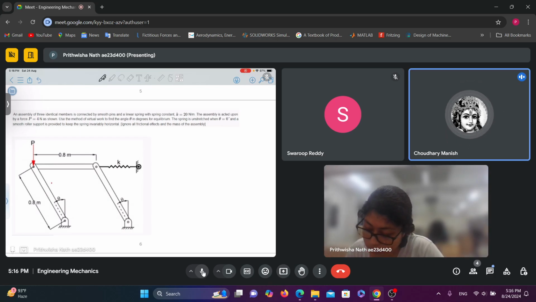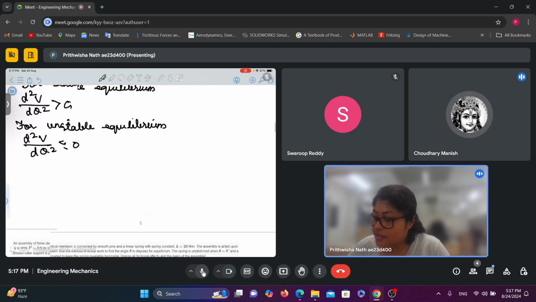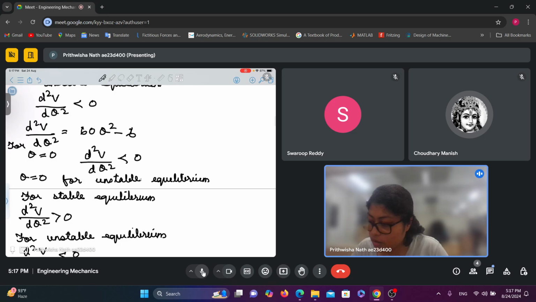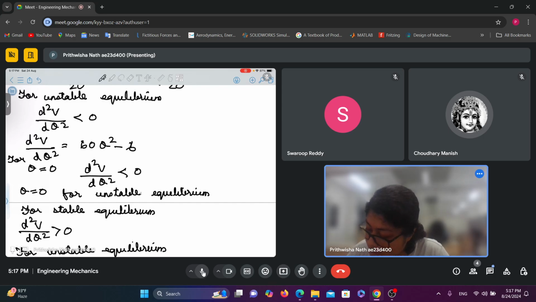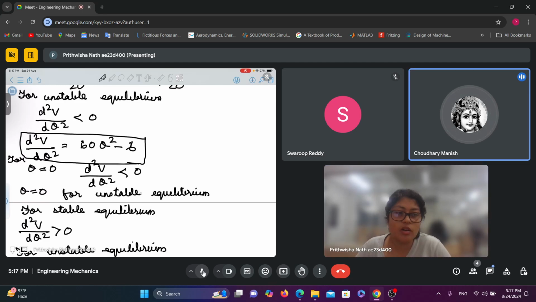What was the answer of the last question, ma'am? The answer is 0. For theta equals 0, d square V by d theta square is less than 0, right? If I substitute theta equals 0 in this expression, it becomes less than 0, right? So for theta equals 0, the system is in unstable equilibrium. Okay, ma'am. Okay.